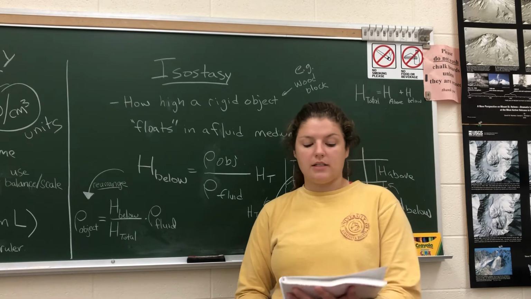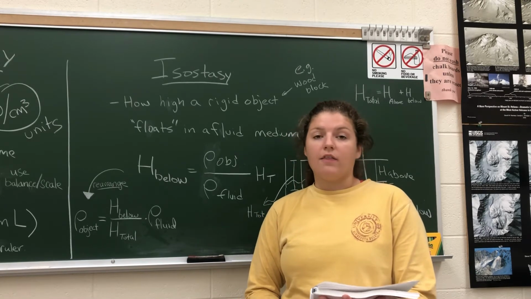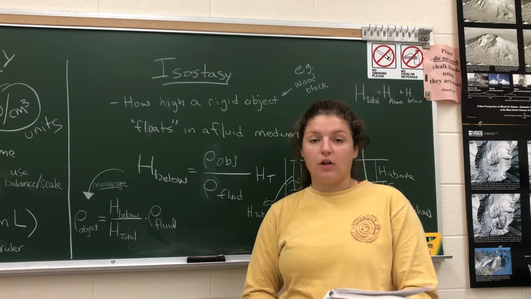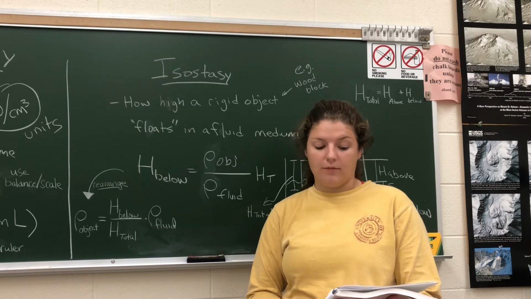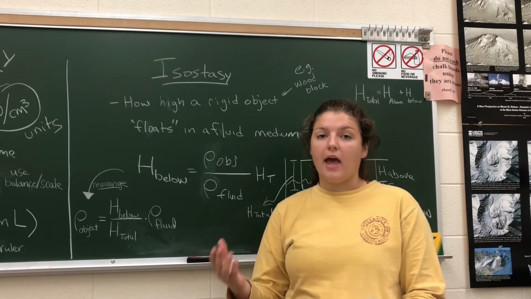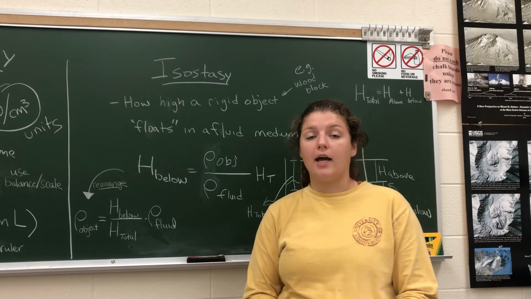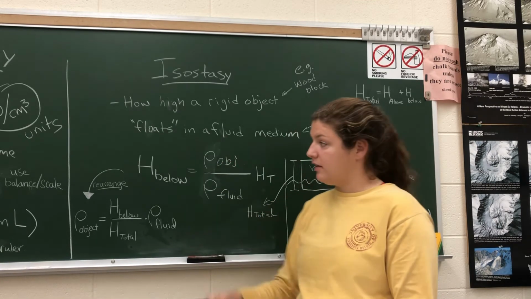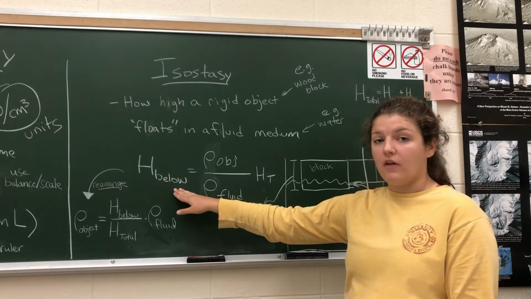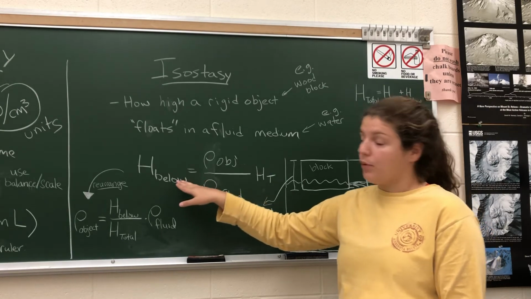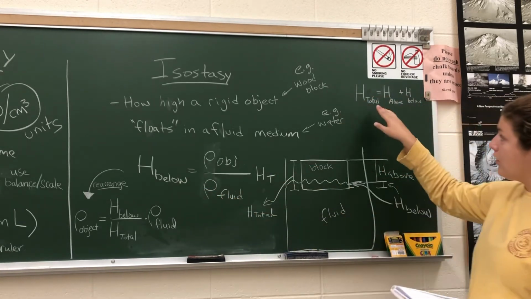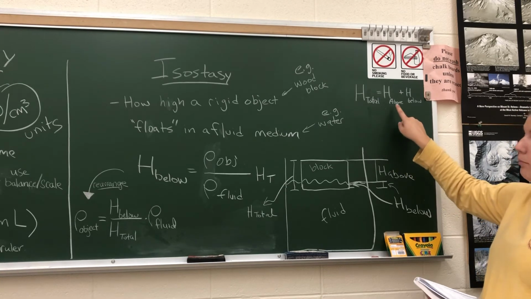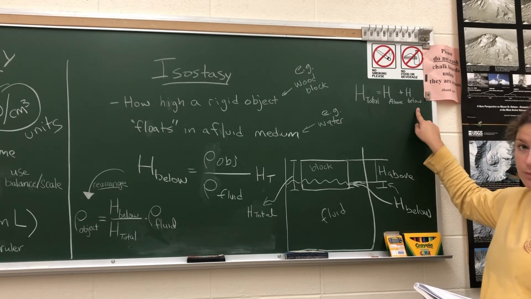of the questions asks about how high the oceanic lithosphere floats above the asthenosphere. So it's asking for H above. What is the height above the asthenosphere? In this equation, we're looking for the height below. So it's important to keep in mind that your total height is H above plus H below.